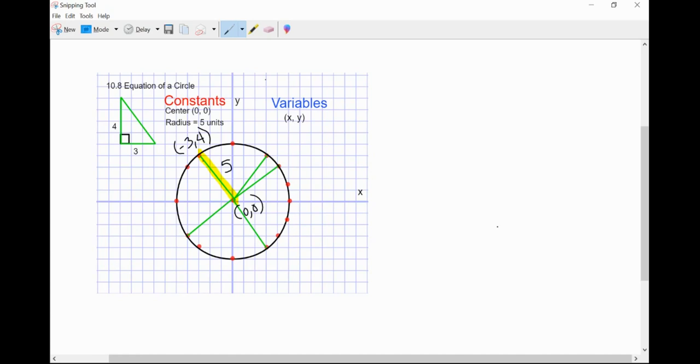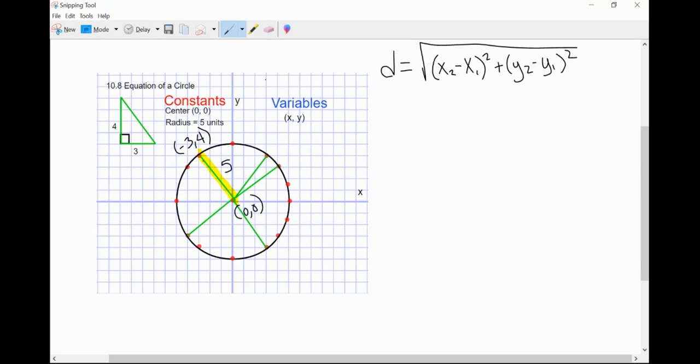So I'm going to start with the distance formula. Let's just go over it in case you forgot. Distance is equal to the square root of (x2 minus x1) squared plus (y2 minus y1) squared. Okay, that's the distance formula.